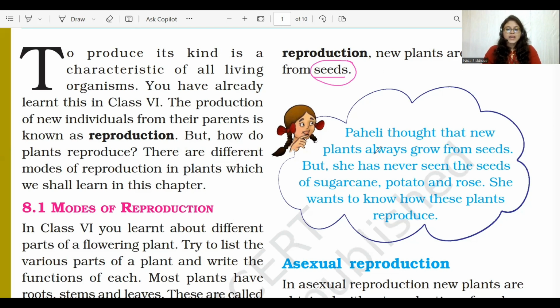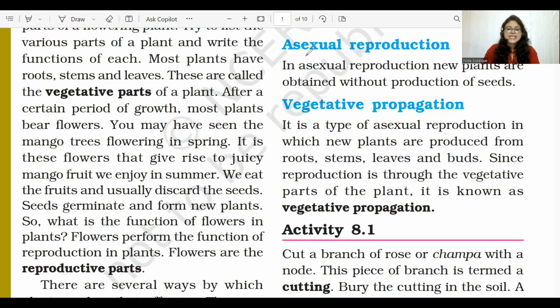Paheli thought that new plants always grow from seeds, but she has never seen the seeds of sugarcane, potato, and rose. You all must not have seen the seeds of these plants as well. So she wants to know how these plants reproduce. So we are going to learn how these different types of plants are able to reproduce without the formation of seeds. Let's start with asexual reproduction. So in asexual reproduction, new plants are obtained without the production of seeds.